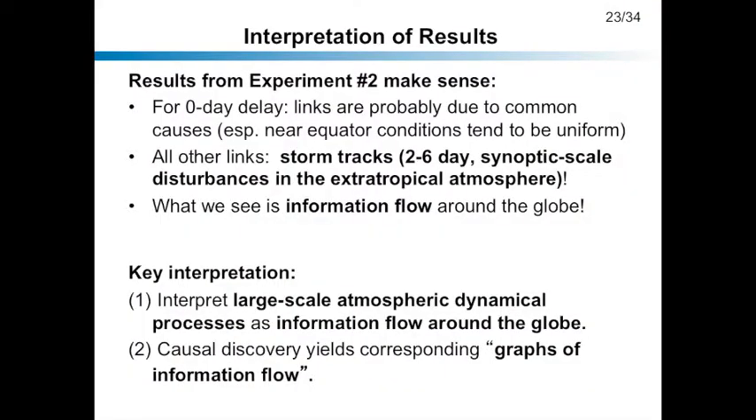So anyway, we think, or at least I thought until a few minutes ago, that the links here are probably due to common cause. I will have to revise that statement. And all other links are storm tracks. You and I would call them storm tracks. Climate scientists call them 2 to 6 day synoptic scale disturbances in the extratropical atmosphere. And so what we see is really information flow around the globe.